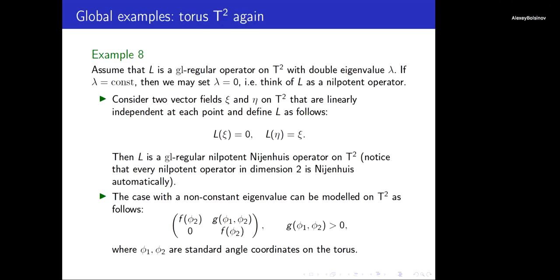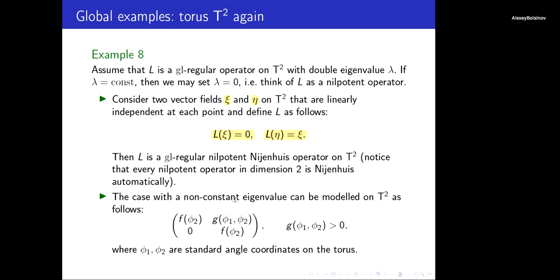And there's one more example for the torus. We can construct a nilpotent operator on the torus, again in the same way as before. We take two linearly independent vector fields, xi and eta, and just declare that L of xi equals zero, L of eta equals xi, and this is exactly the nilpotent operator. Any nilpotent operator in the two-dimensional case is Nijenhuis, and so this gives us an example.